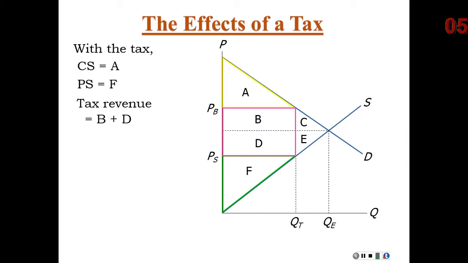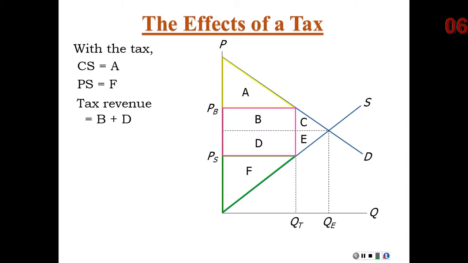Now, B plus D is the tax revenue, and that represents redistributed surplus, because here it is. B is still surplus. It was surplus without a tax. It's still surplus with a tax. It's just changed hands. B used to be value that belonged to consumers. It has now been taken from consumers and given to the government through the tax. Okay, and so it is a redistributed surplus.